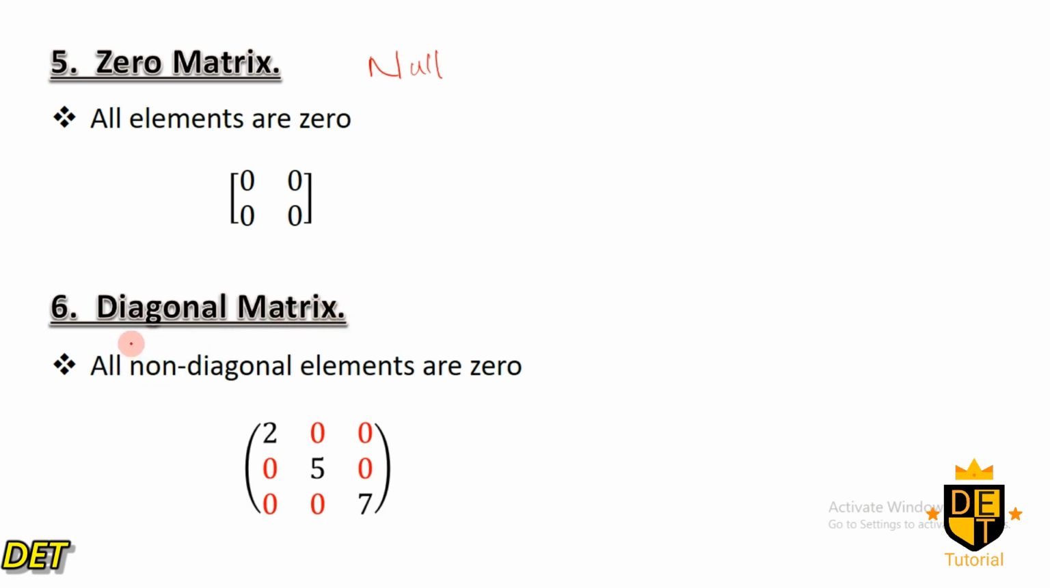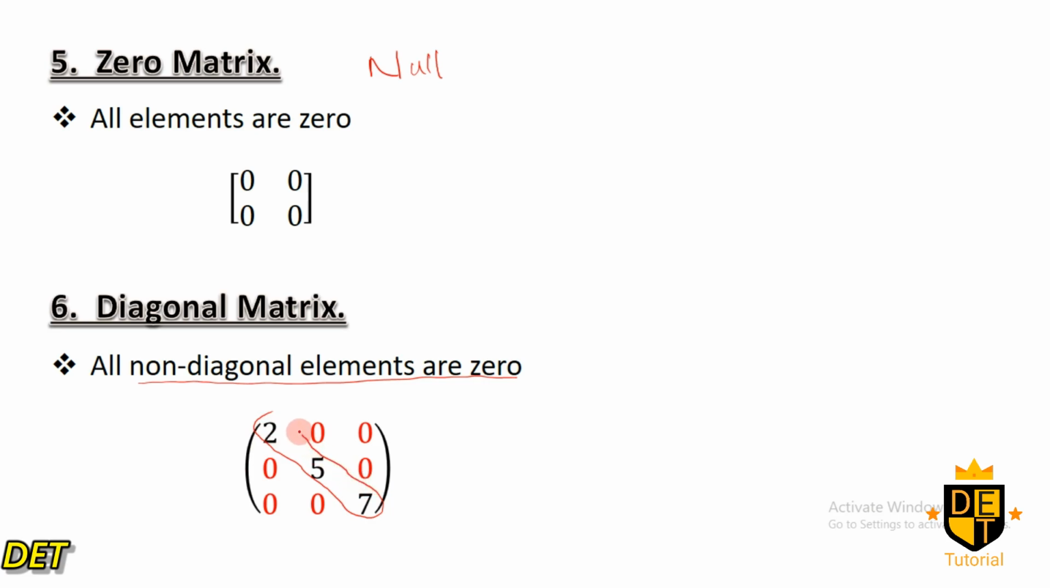Then we have the diagonal matrix. A diagonal matrix is a matrix in which all non-diagonal elements are zero. So all non-diagonal elements are what? Are zero. So where is the diagonal in this? Where are the diagonal elements? These are the diagonal elements.